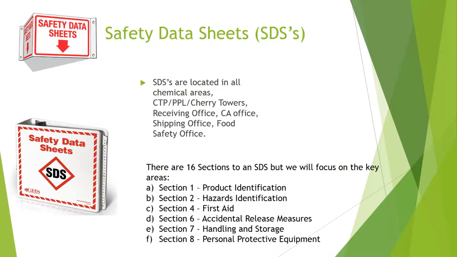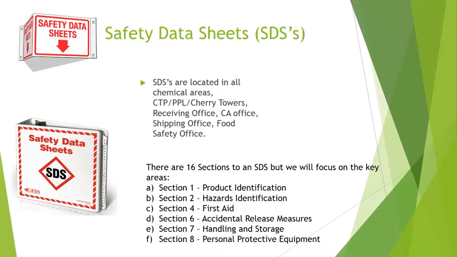Safety data sheets are also known as SDSs. SDSs are located in various places on campus. This includes all the chemical areas, CTP, PPL, and Cherry Towers, the receiving office, the CA office, the shipping office, and the food safety office. There are 16 sections to an SDS, but we will focus on the key areas.